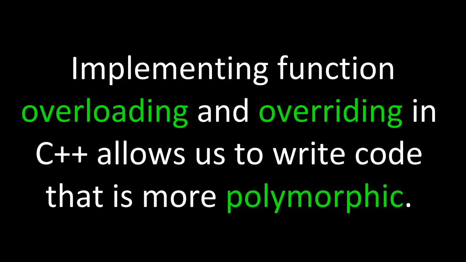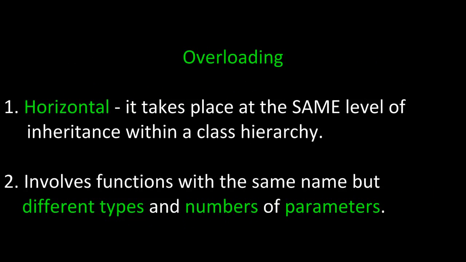Implementing function overloading and overriding in C++ allows us to write code that is more polymorphic. Overloading is horizontal. It takes place at the same level of inheritance within a class hierarchy. It involves functions with the same name but different types and numbers of parameters.